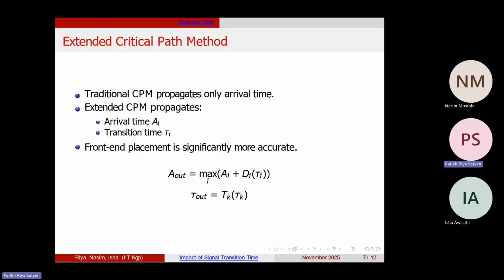In this slide, I will explain the extended critical path method. In the standard critical path method used by STA tools, we typically propagate only arrival times through the timing graph.